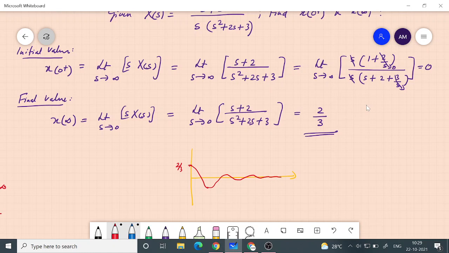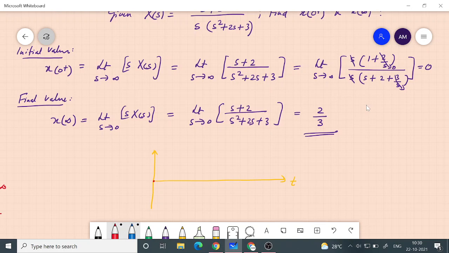Sorry, not like this, I said it the wrong way. So this is a function which at infinity is 2 by 3. At infinity it is 2 by 3, but the initial value is 0. So how does it look? Initial value is 0, so this is our t. Initial value 0 means it will start from here. It may either go up or down, we don't know.